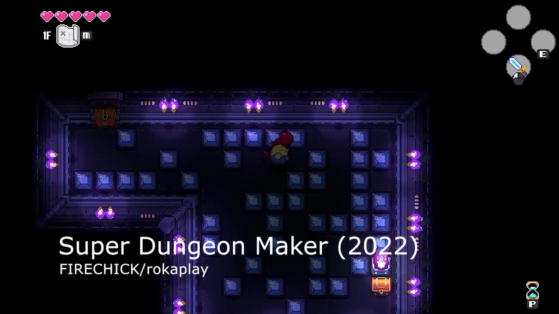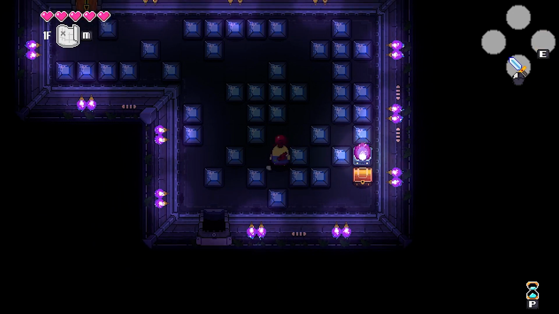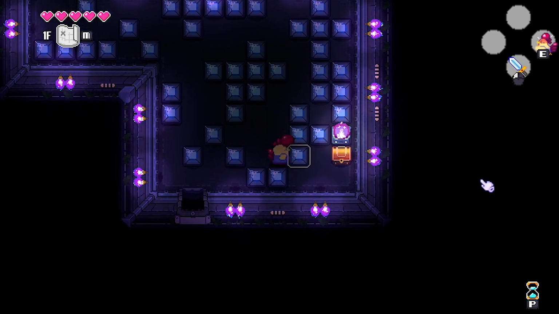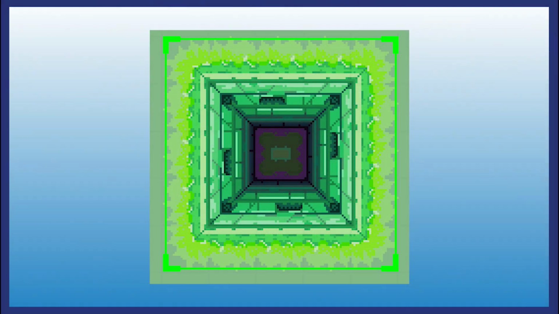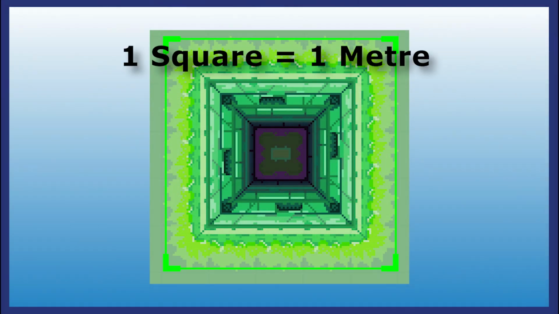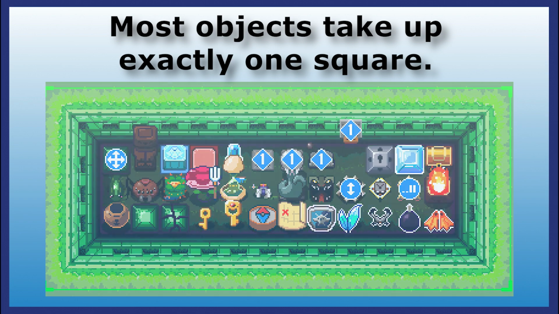Since I'm designing my dungeon to be created for Super Dungeon Maker, all of the metrics already existed beforehand. Here's what I had to follow. The game uses a standard grid system, in which one square is equal to a unit of measurement, presumably meters. Most things in the dungeon take up the space of exactly one square, with a small handful of exceptions.